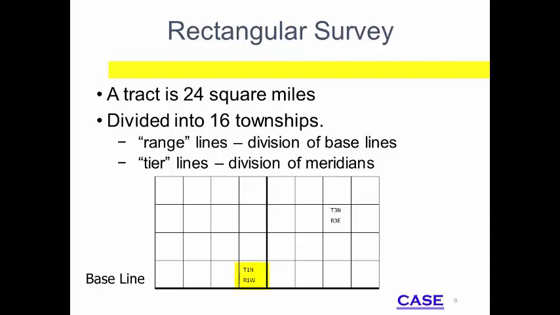Located in the tract on the left is 1 township north of the baseline and 1 township west of the meridian. The township on the right is Township 3 North, Range 3 East, located 3 townships north of the baseline and 3 townships east of the meridian. On a map, this would read as T3N R3E.